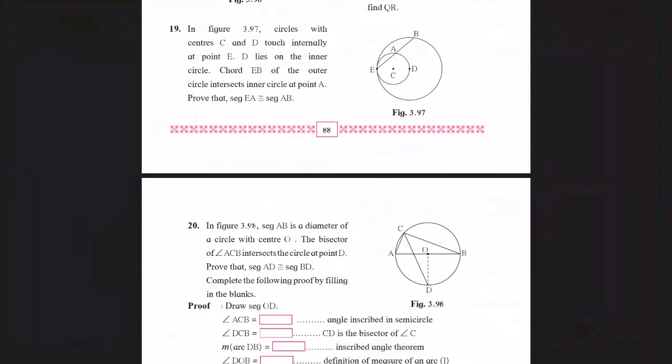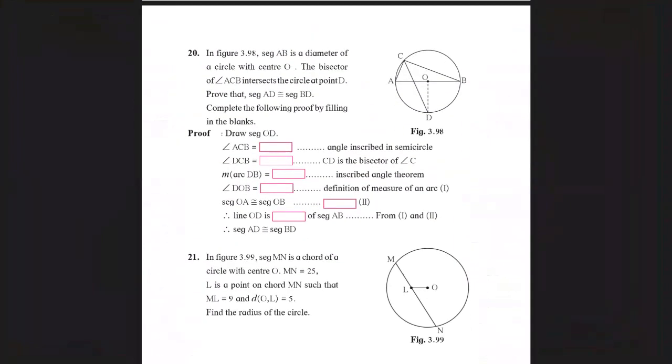After 19, question number 20. Question number 20 is an activity based sum, and I'm going to explain it to you. You will write down the answer in the boxes as I explain it. In figure 3.98, segment AB is the diameter of a circle with center O. The bisector of angle ACB intersects the circle at the point D. Prove that segment AD congruent to segment BD. Complete the following proof by filling in the blanks.